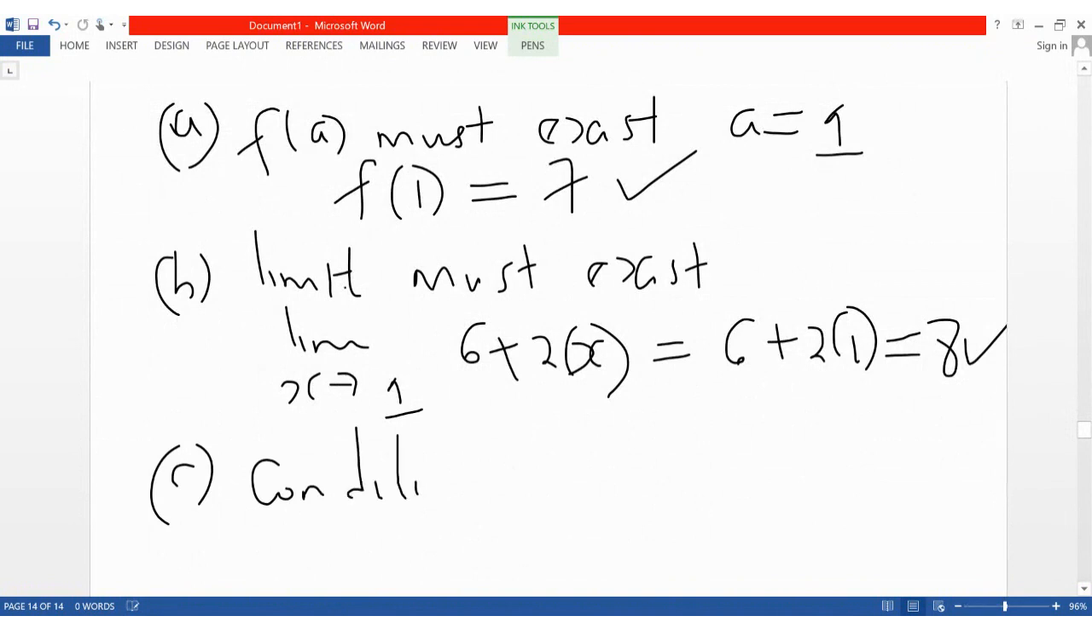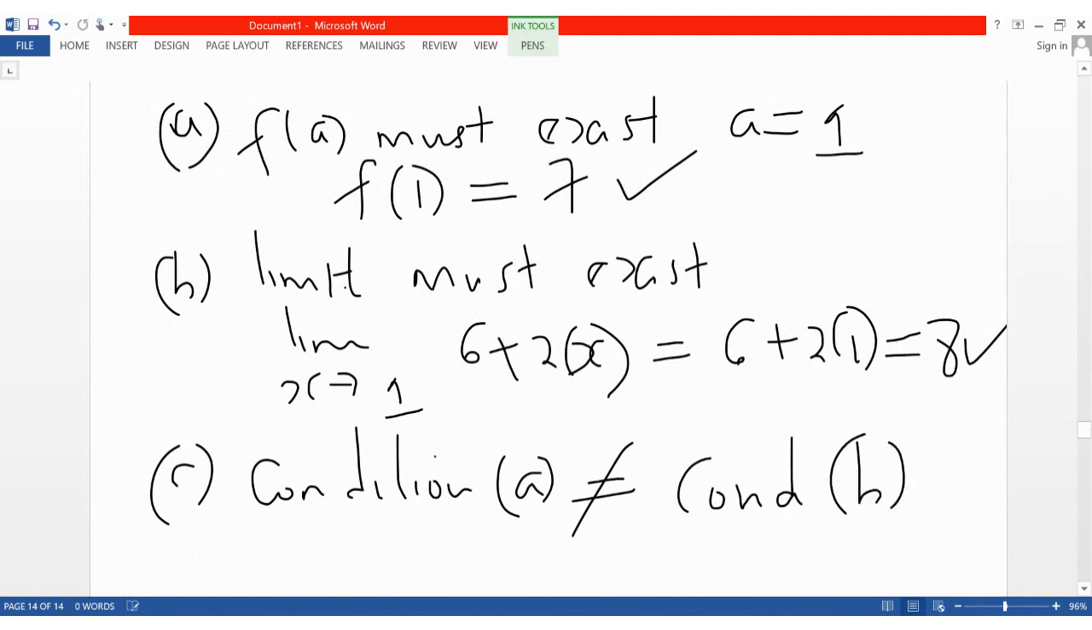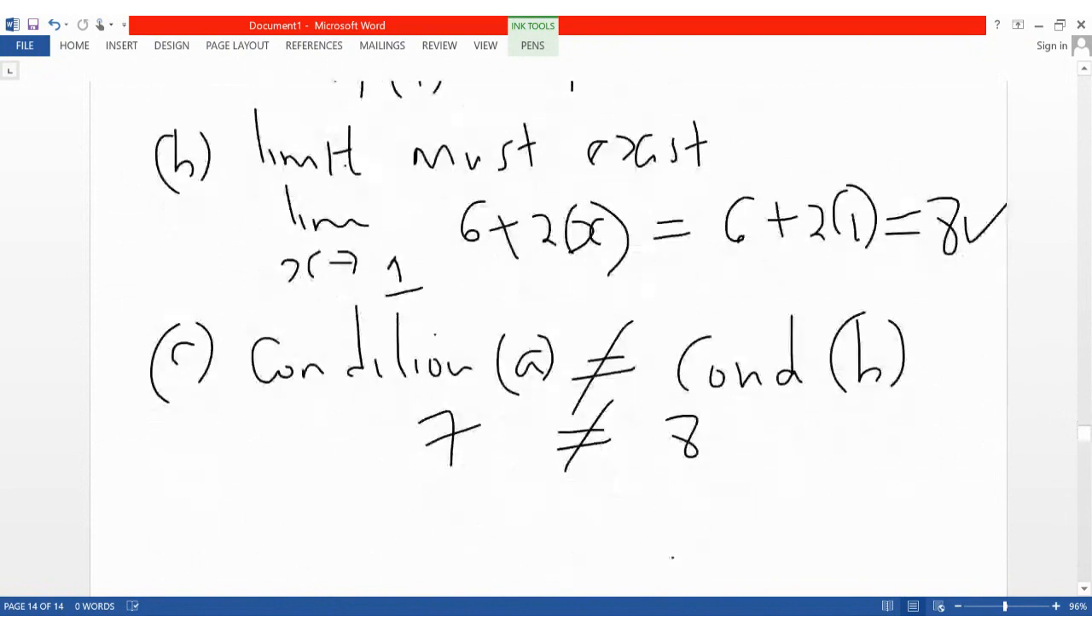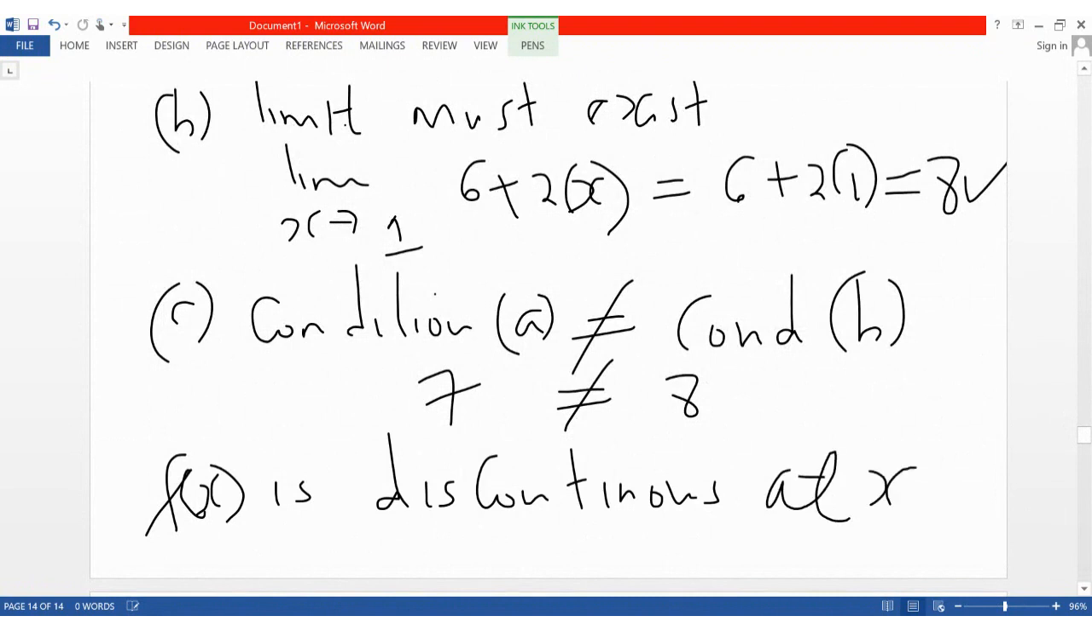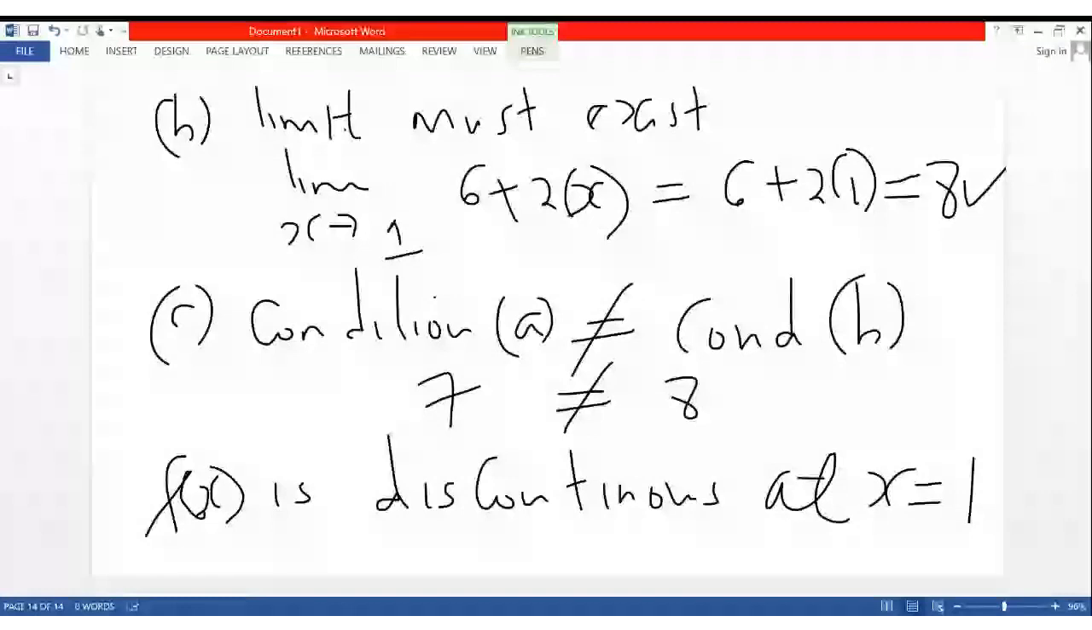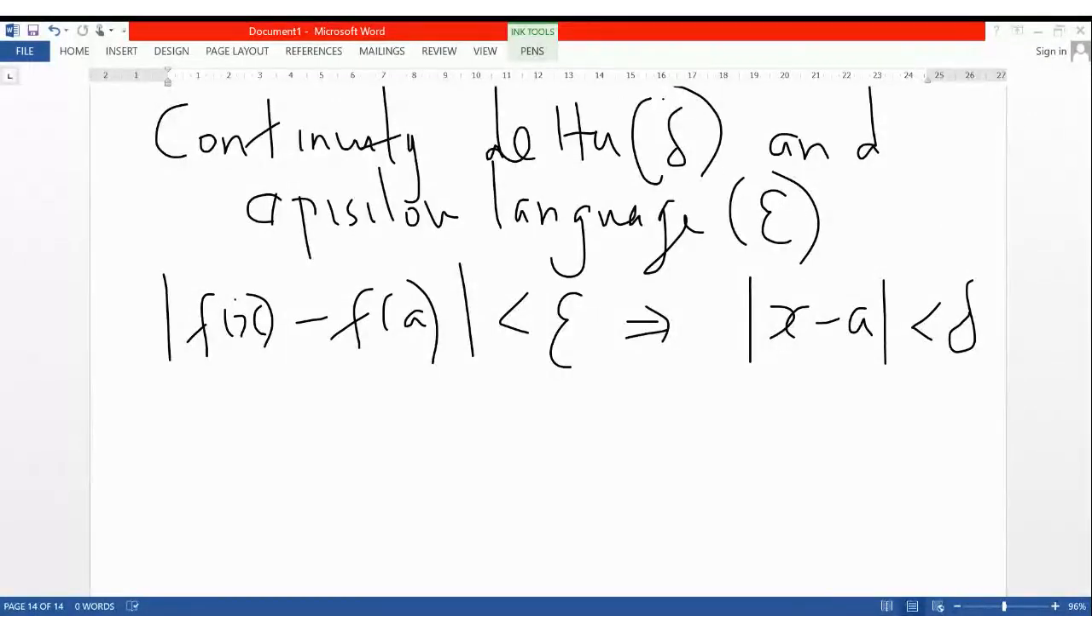And you can easily be able to say the first condition, condition A is what? Condition A is not equal to what? Condition B. Why? Because 7 can never be equal to what? To 8. So you can be able to say that f of x is what? Discontinuous. Is discontinuous at x is equal to what? 1. That is the final conclusion that we need to do, that f of x is discontinuous at x is equal to 1.